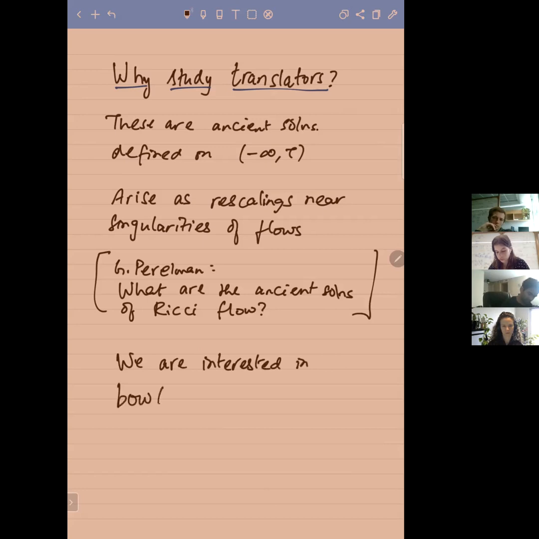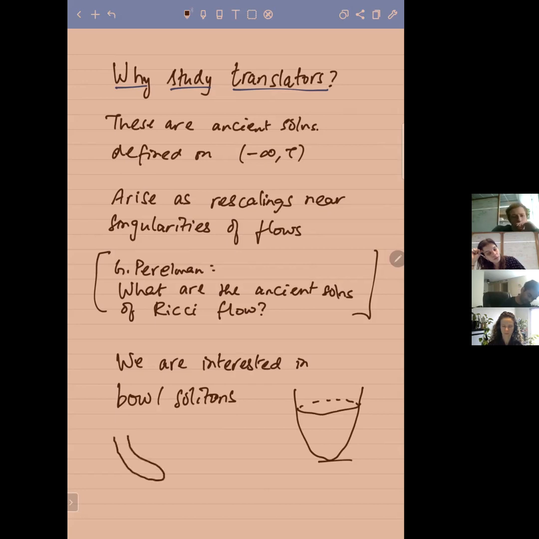The translators I'm interested in are what are called bowl solitons, which, loosely speaking, look like a bowl. They have this flat bottom part. The reason I'm saying this particularly is that people have found examples of translating solutions which look like they have disconnected portions. Sorry, not disconnected, but imagine rotating this shape around, and it's known that there are solutions like this which just translate upwards. These are not the objects I'm interested in. I'm more interested in these bowl-shaped solutions.